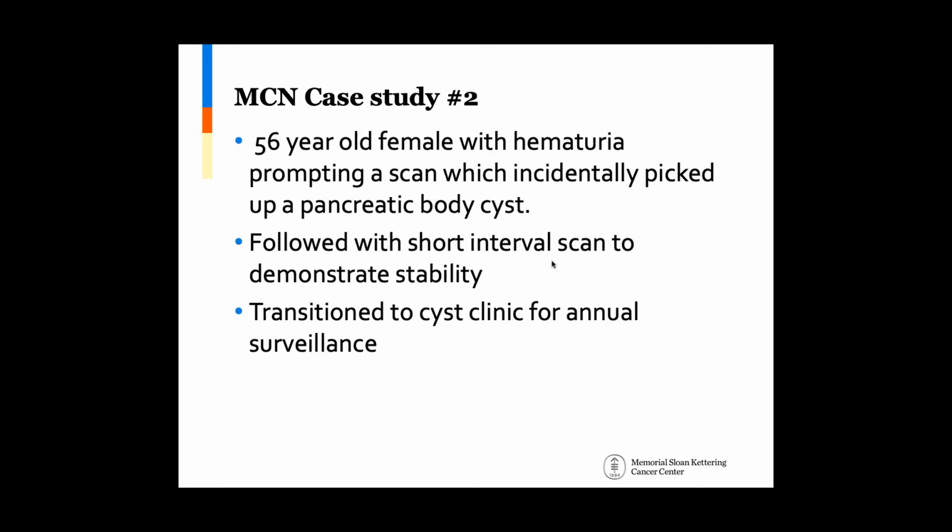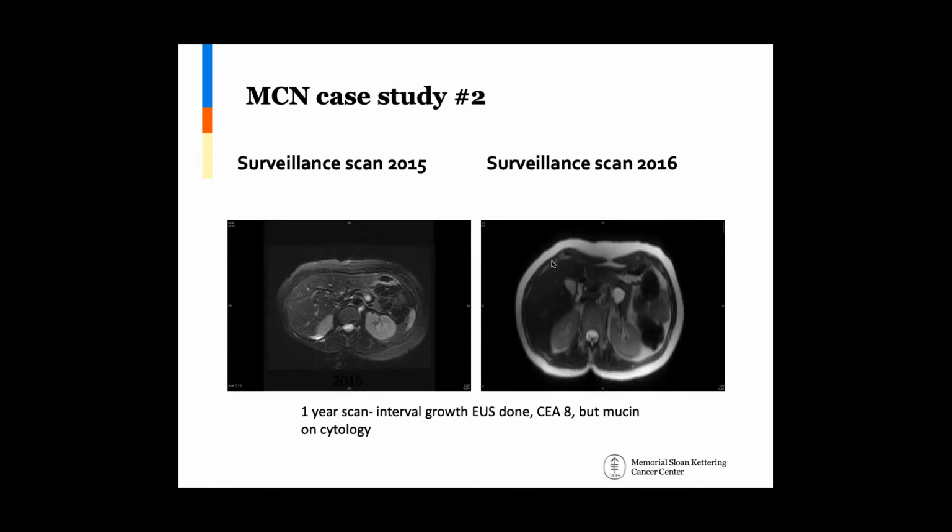So here's an interesting case study number 2. This was my patient, a 56-year-old female, which I feel like all my patients get scans for hematuria, which is how we find their cysts. She was followed with a short interval scan, which is according to guidelines, and then transitioned to me for surveillance. So this is 2015. You could see there's this cyst right here. It doesn't really look all that concerning. It wasn't even that big, about a centimeter or so.